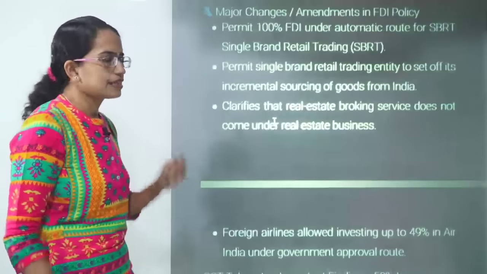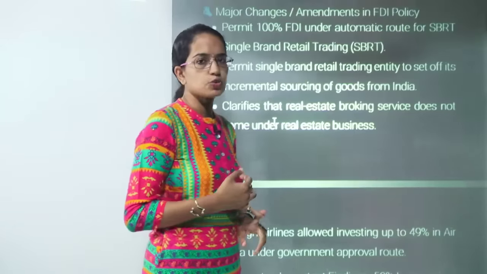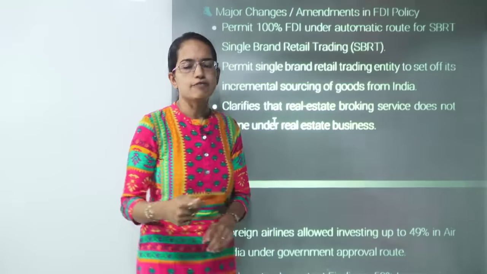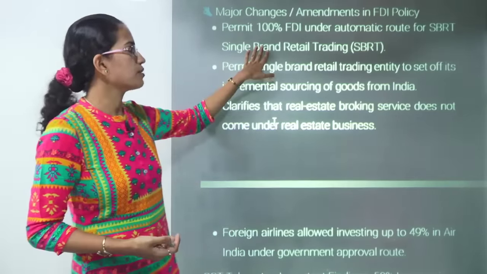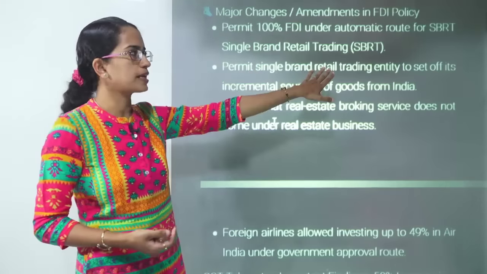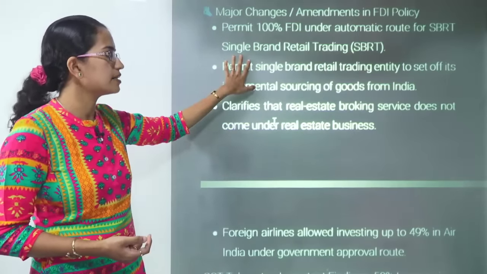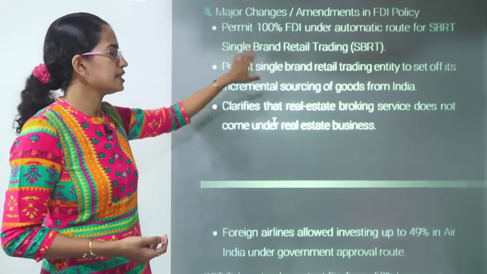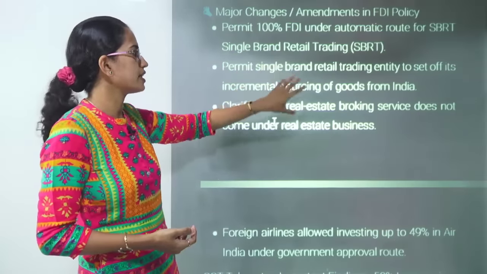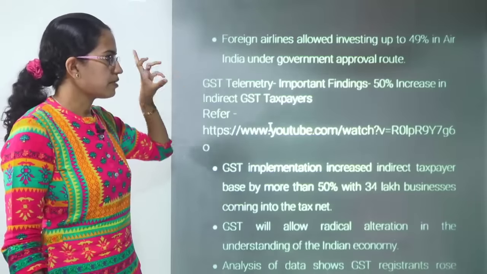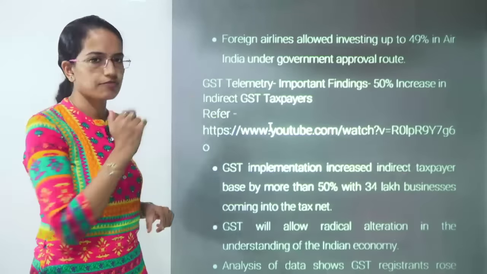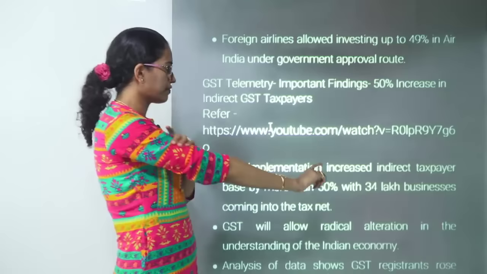There have been significant amendments that have been done to the FDI policy in India, that have talked about 49% FDI in airlines. Then we have talked about 100% FDI under automatic route for single brand retail trading, and permitting this single brand retail trading entity for incremental sourcing of goods from India. So those are some of the major steps that have been taken under the FDI.